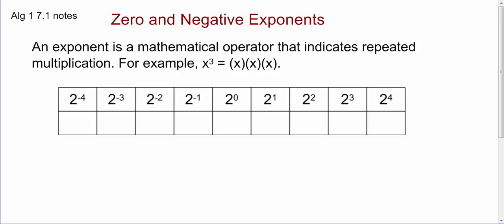So here we go. First, a definition. An exponent is a mathematical operator that indicates repeated multiplication. You've seen this before. The example x cubed would be x times x times x.